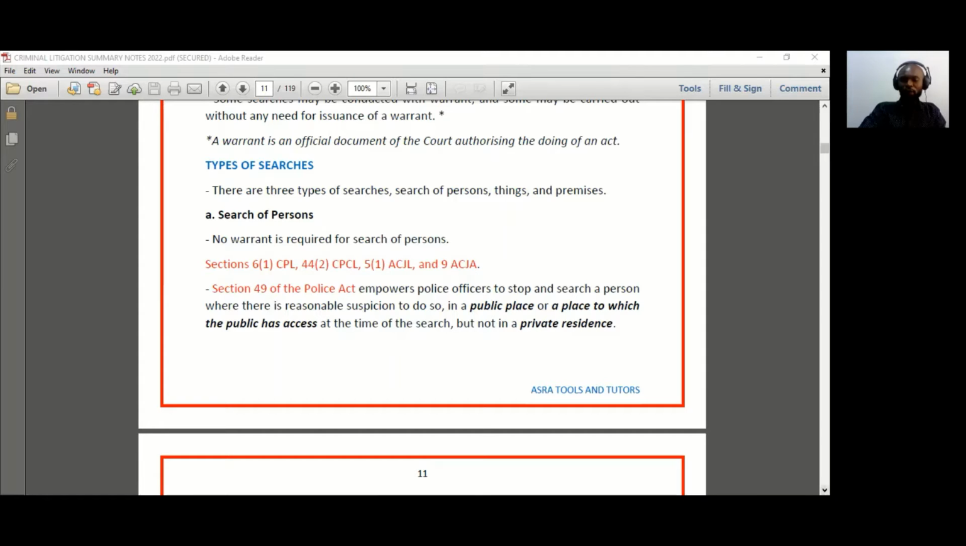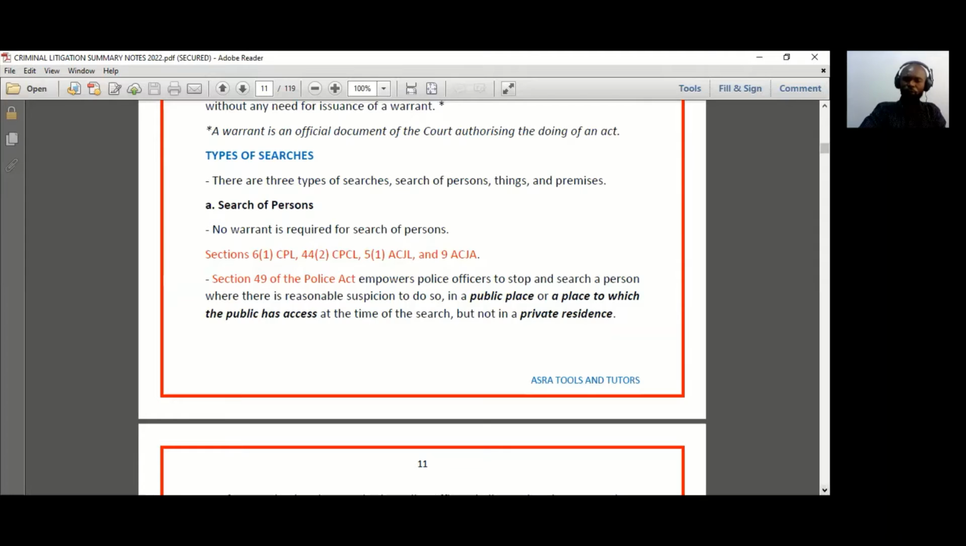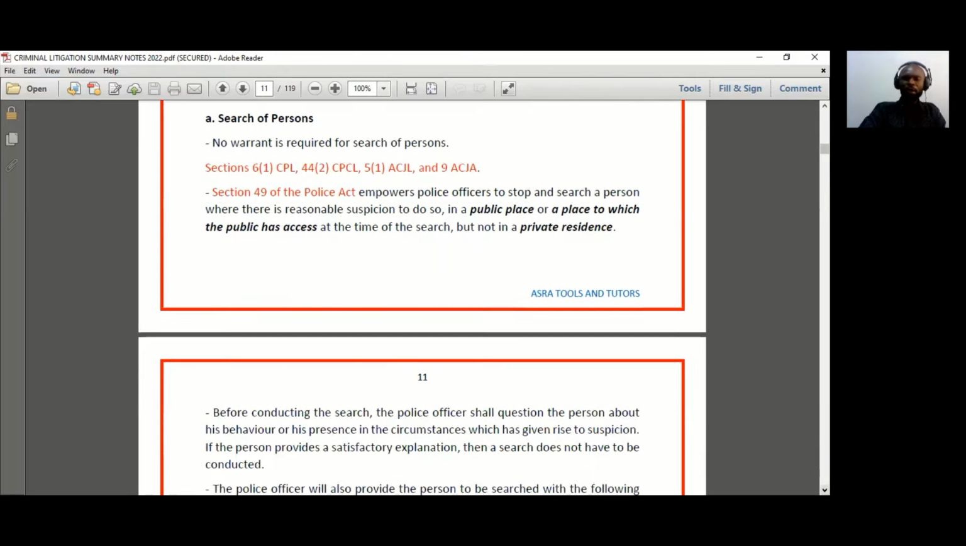Under the Police Act of 2020, you're going to discover that there's a number of new provisions in respect of searches which you did not have under the former Police Act. So first thing is that the police, you'd see in Section 49 of the Police Act, are empowered to stop and search a person where there is reasonable suspicion to do so. But this search must be done in a public place or in a place that is accessible to the public at the time of the search. And that means that the search cannot be conducted in a private place.